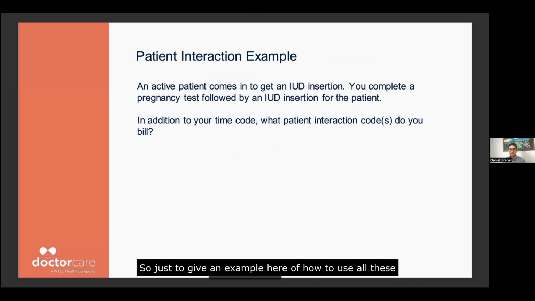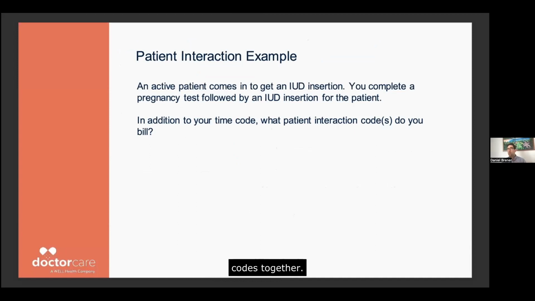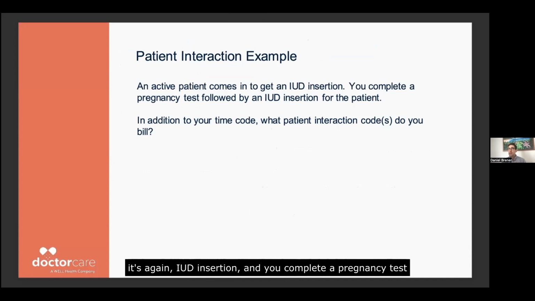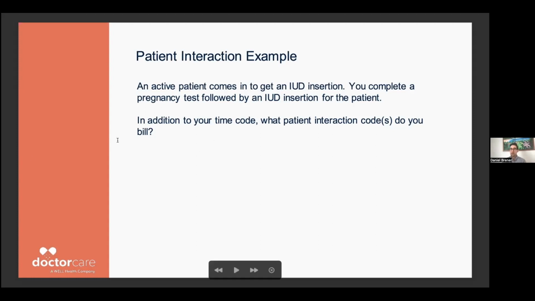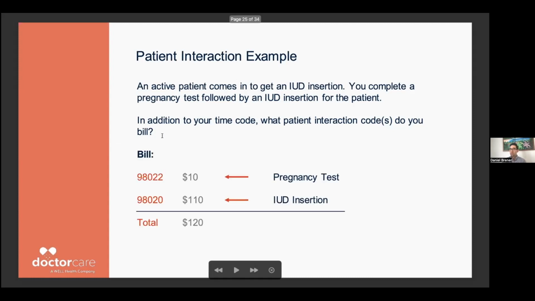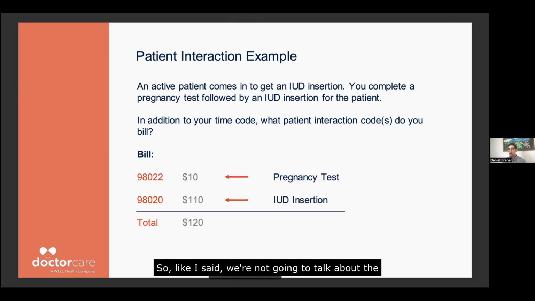So just to give an example here of how to use all these codes together, right? An active patient comes in to see you to get an IUD insertion, and you complete a pregnancy test as well as doing the IUD insertion for the patient. So in addition to your time code, so let's leave the time code separate here, what interaction codes would you bill for this? So just to give a second to think about that. Like I said, we're not going to talk about the time codes right now, just the interaction codes.